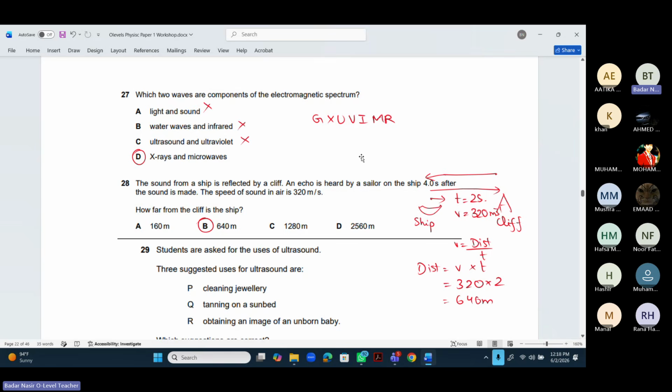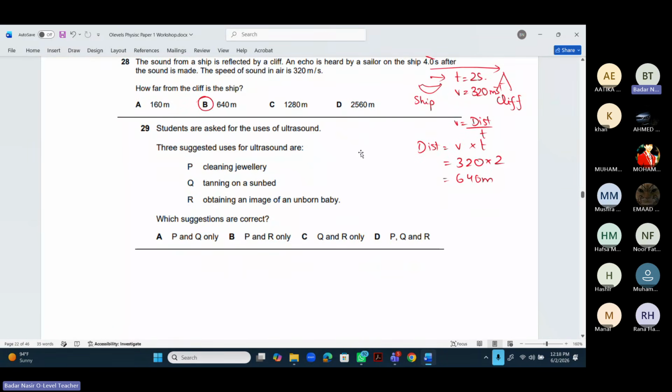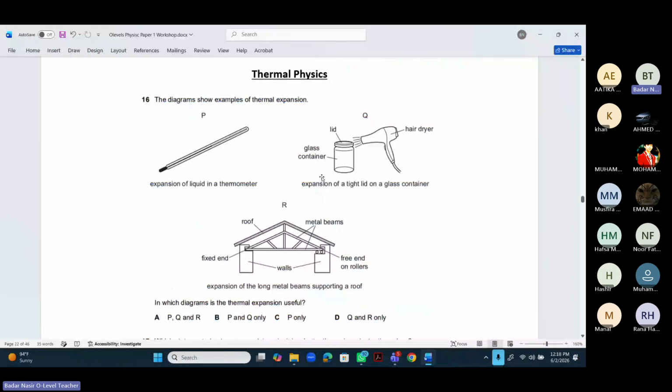Now next, the students are asked for the uses of ultrasound. Three suggested uses for ultrasound are: cleaning jewelry, this is correct; tanning on a sunbed; obtaining an image of an unborn baby. Which suggestions are correct? So P and R only. So ultrasound is used for these two purposes only. Now next section we have thermal physics.